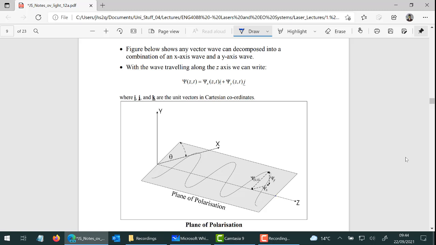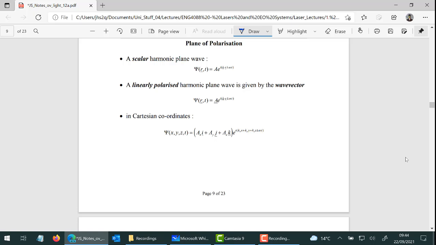So what we've got here is a little diagram of a wave, and it's travelling through space along the z-axis. We can then break down that vector at some angle phi into an x component and a y component. Same as you do with any vectors, you break it down into its x and y, and you can then describe the behaviour of this wave as the sum of x and y behaviours.